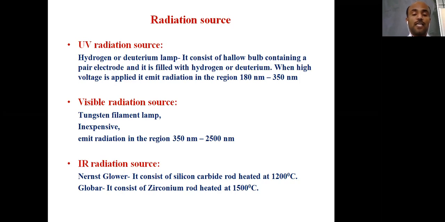So, for visible radiation source, tungsten filament lamp is used. It is cheap, inexpensive, and it emits radiation in the region 350 nanometers to 2500 nanometers. IR radiation source. Nernst glower and globar are the two lamps used as IR radiation source. Nernst glower consists of a rod heated at 1200 degrees Celsius, while globar consists of a silicon carbide rod heated at 1500 degrees Celsius.